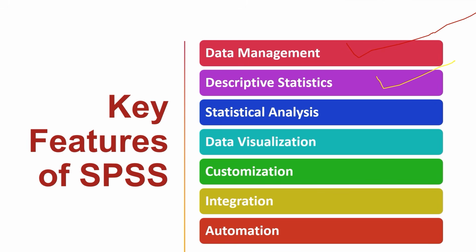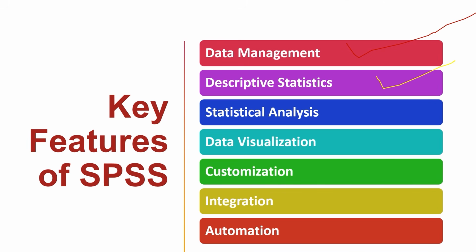Further, we talk about data visualization. When we talk about data visualization, SPSS provides several options for visualizing data. A user can create various types of charts and graphs, such as bar charts, histograms, scatter plots, box plots, to illustrate patterns and trends in the data. So these graphical representations make it easier to interpret and communicate findings from the analysis.